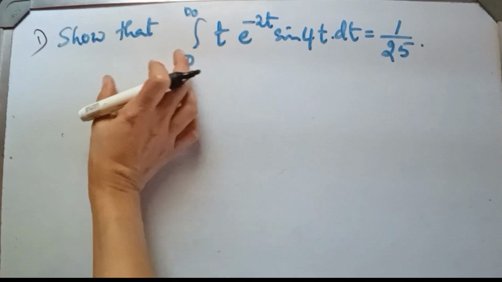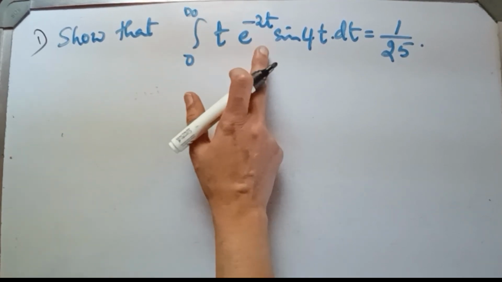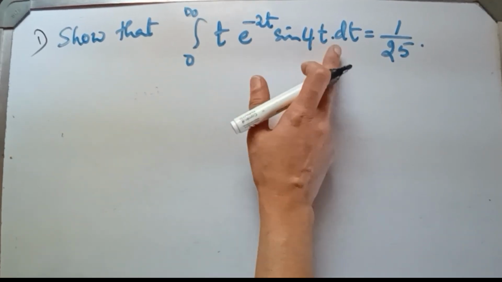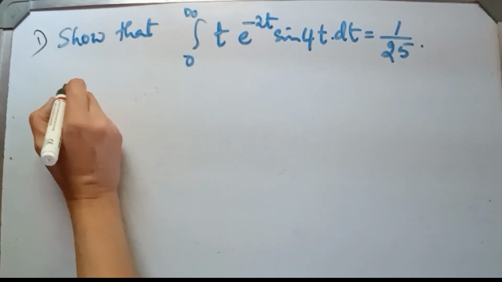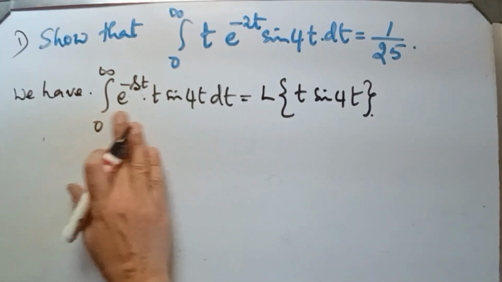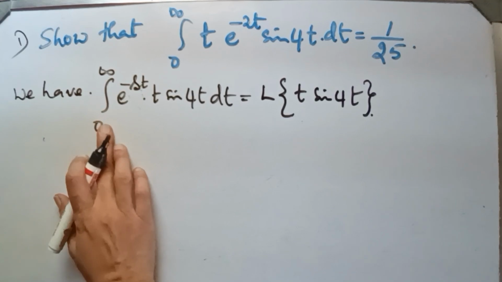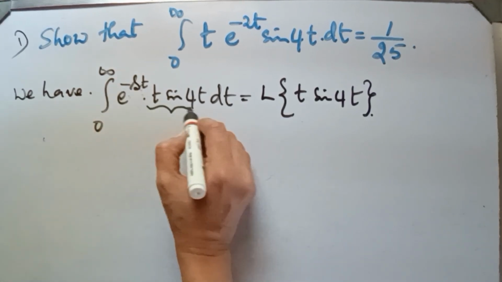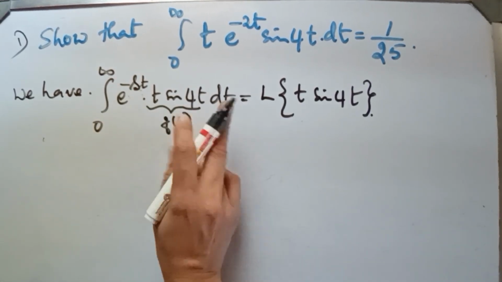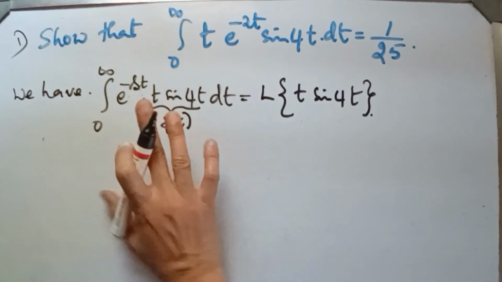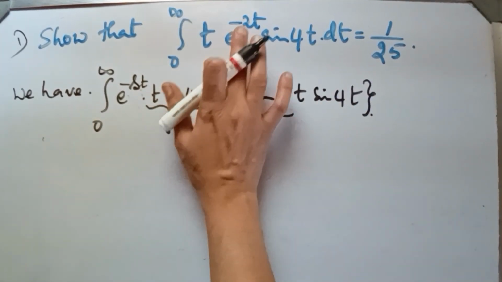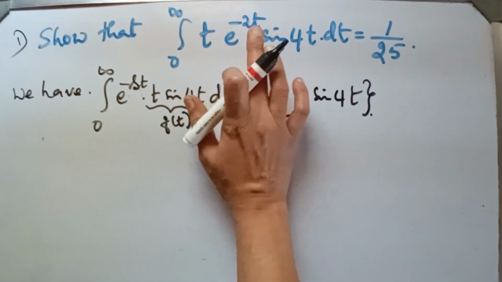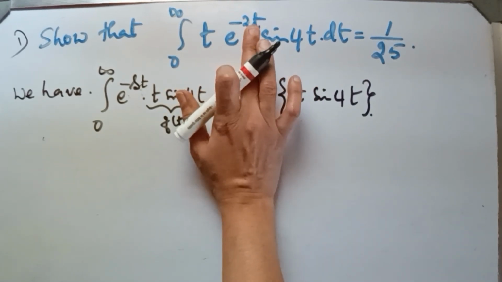So we have to show that the integral from 0 to infinity of t e^(−2t) sin 4t dt equals 1 by 25. It looks like the definition of the Laplace transform. As per the definition, the integral from 0 to infinity of e^(−st) f(t) dt is the Laplace transform of t sin 4t. Now we want e^(−2t), as given in the question.